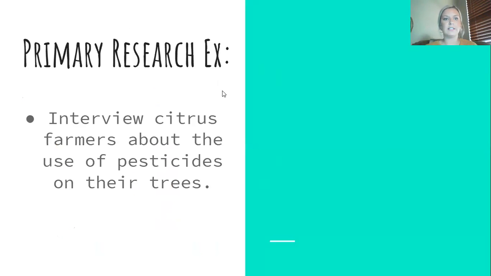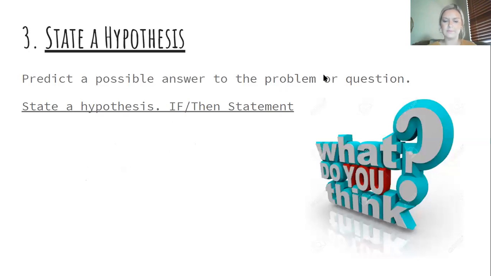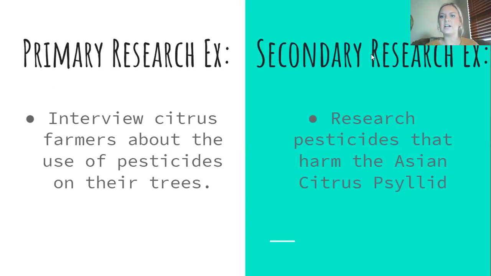Primary research example: interview citrus farmers about the use of pesticides on their trees. There are many citrus farmers here in Exeter, so you can go and interview a local farmer that you might know, and that will be your primary research. Secondary research, sorry guys, went back. Secondary research example is research pesticides that harm the Asian citrus psyllid. So this could be articles online, books, anything like that.